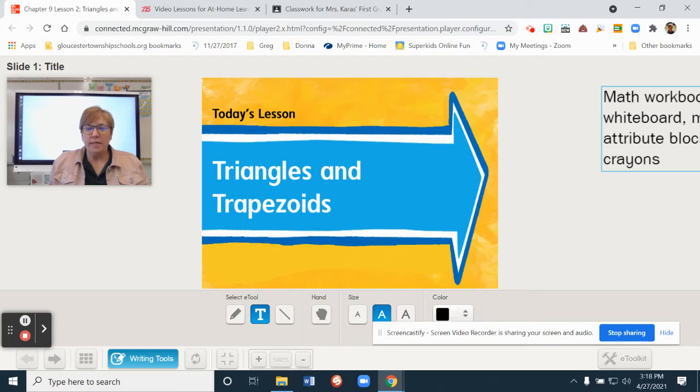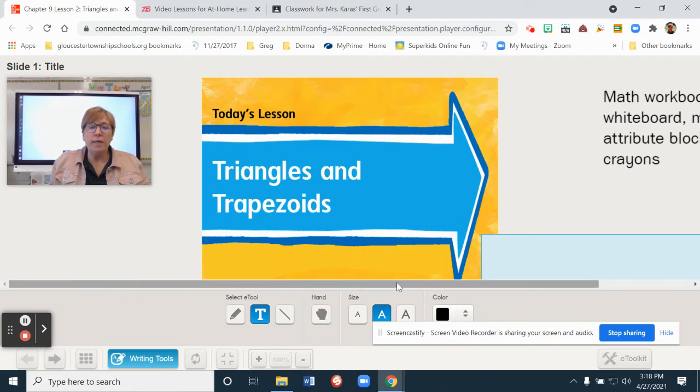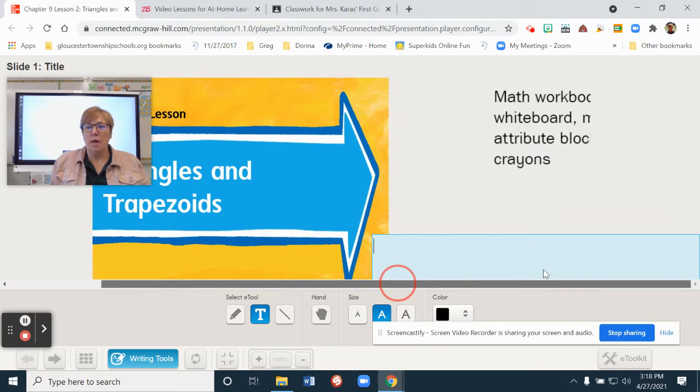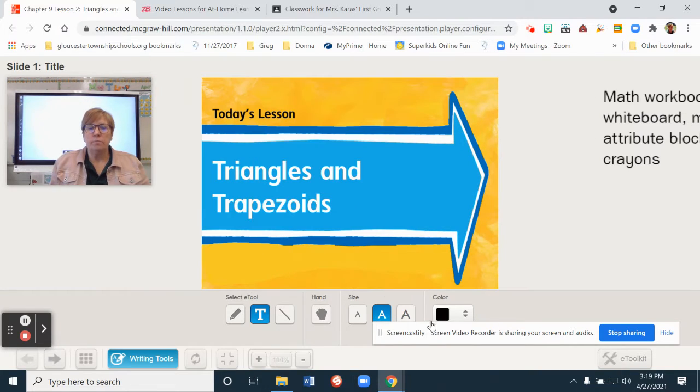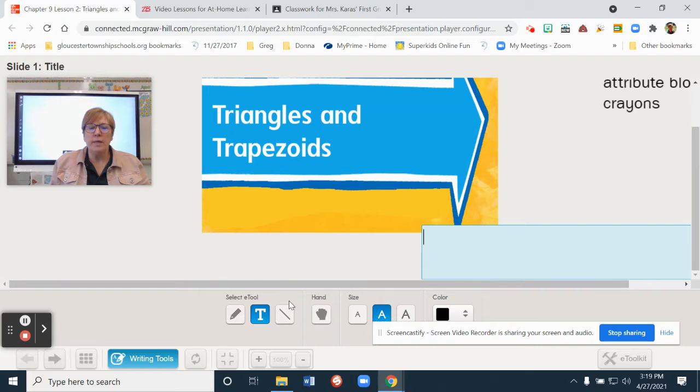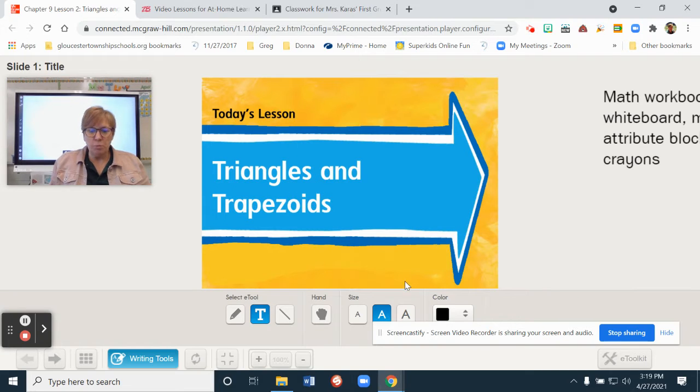Before we begin, I'd like you to please make sure that you have the following materials. Your math workbook, here it goes, the math workbook, your attribute blocks that we started to work on yesterday, and you can have your whiteboard and marker and your crayons, as well as a pencil. So if you need to pause, you can do that and then come back.